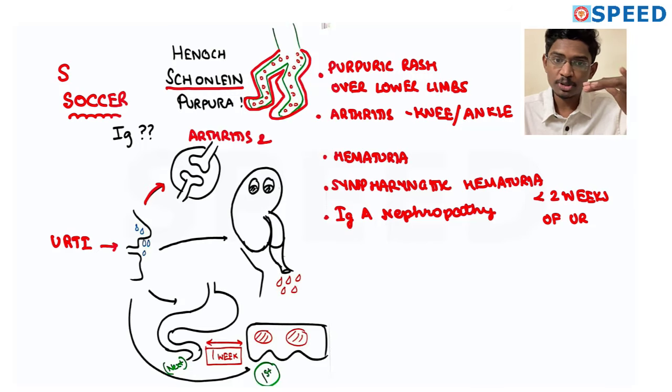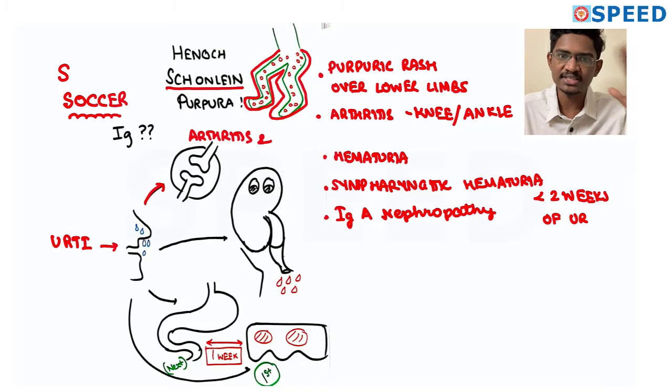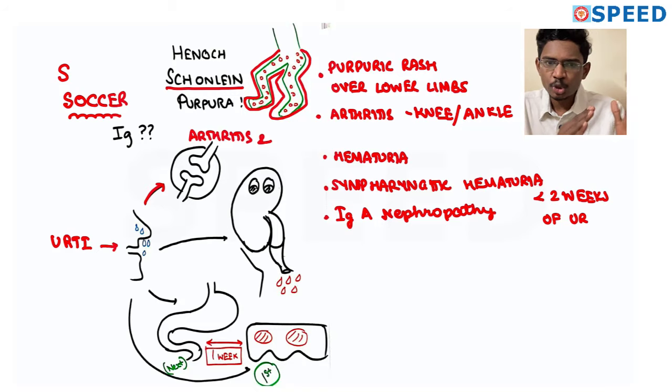These IgAs can also deposit in the mesangium of the kidney, leading to IgA nephropathy that causes proteinuria and hematuria, microscopic hematuria, and RBC casts will be there. Glomerulonephritis is a component of nephritic syndrome. The patients classically have hematuria immediately after the URTI. This is called synpharyngitic hematuria. Whereas in post-streptococcal glomerulonephritis, the patients will have hematuria after some 1 to 2 weeks of URTI. Synpharyngitic hematuria is within 2 weeks.